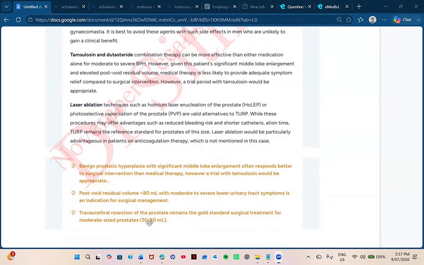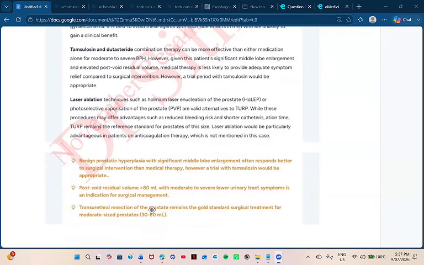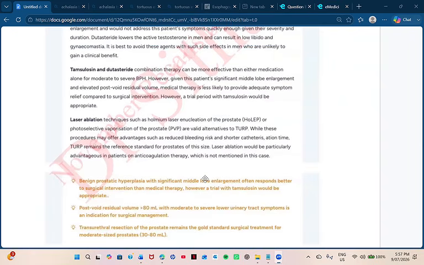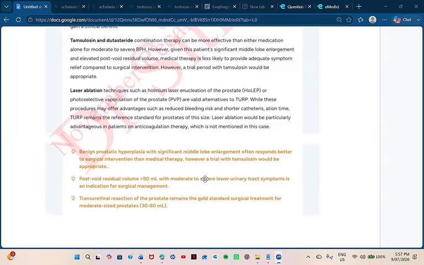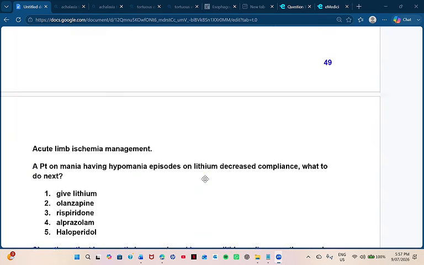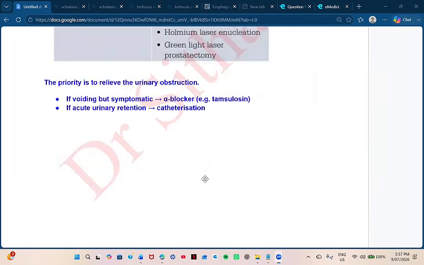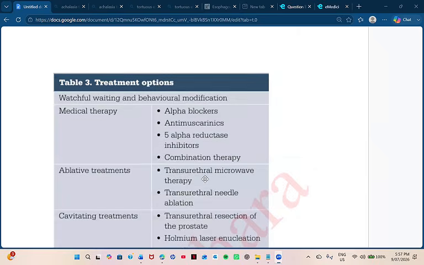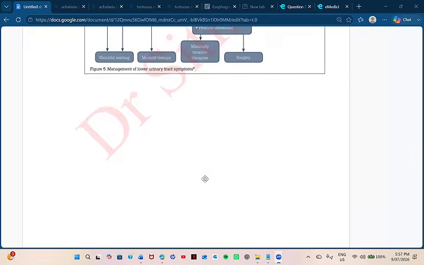So transurethral resection of the prostate remains the gold standard for surgical treatment of moderate size prostate. This is a very important part for you to remember for BPH. But in our question, it's not just prostate cancer. They have not mentioned benign prostatic hyperplasia, but they have mentioned something about prostate cancer and the urinary problems. Okay, here. Then again, I'll explain from here.